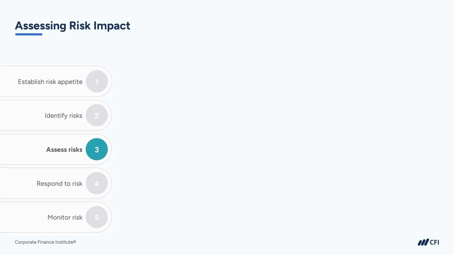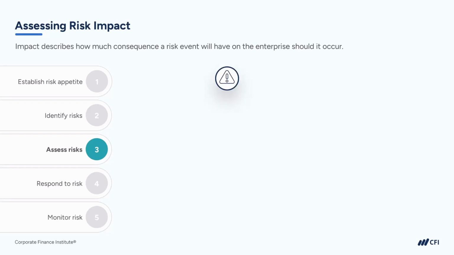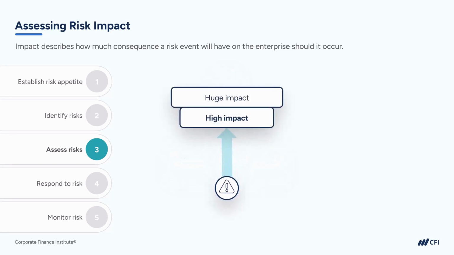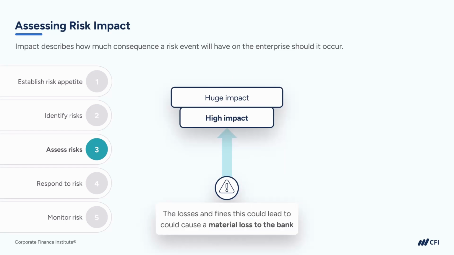What do we mean by impact? Impact describes how much consequence a risk event will have on the enterprise should it occur. Some risks will have a low impact, meaning they will not materially harm the bank even if they occur. For example, a customer defaults on their credit card payment. Some risk events can have a huge impact. For example, a rogue trader ignoring internal controls. The losses and fines this could lead to can cause a very material loss to the bank.